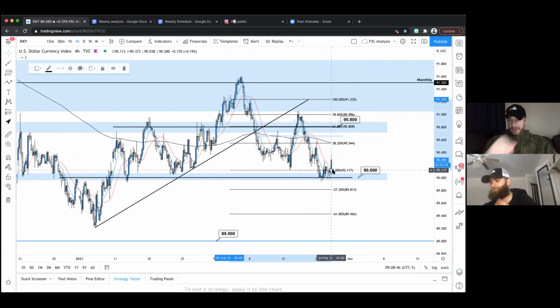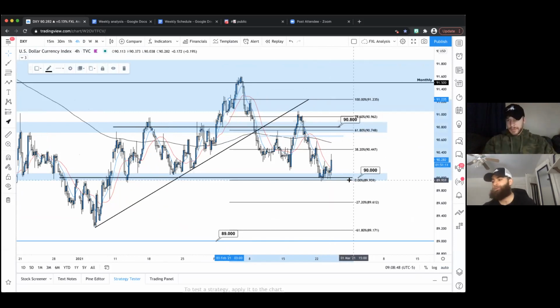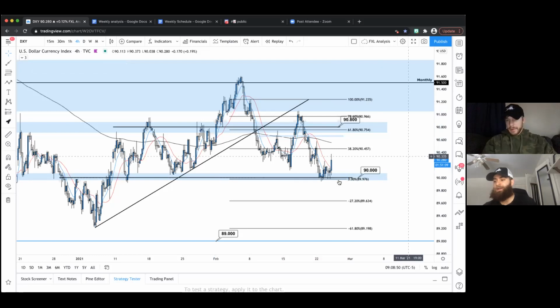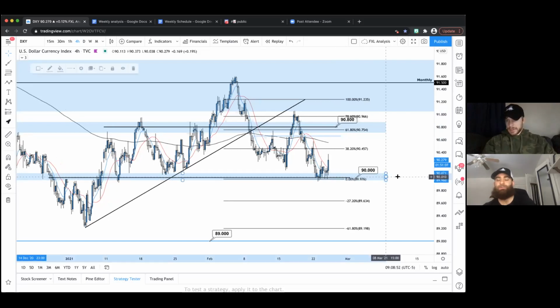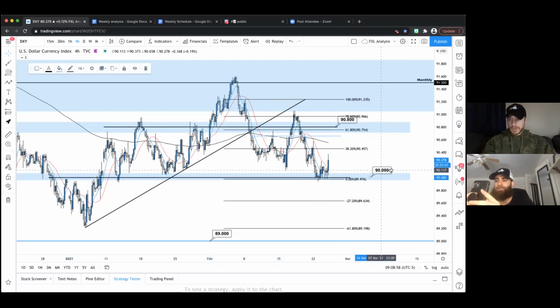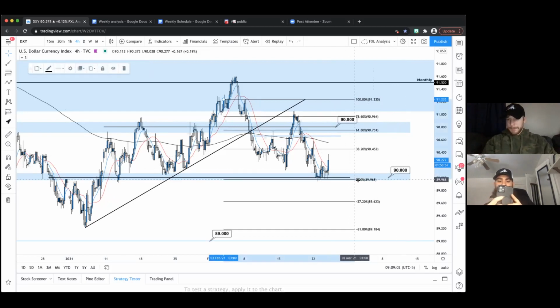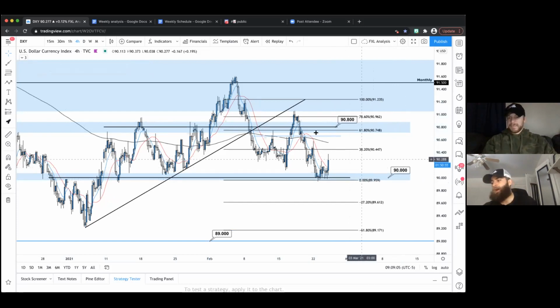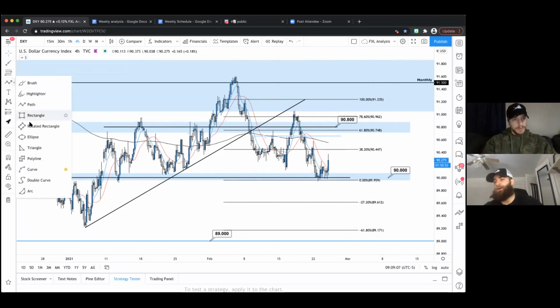Pretty interesting. This would probably be more of a test, so I want to see this continue, right? We want to see DXY continue lower, or it's going to continue to bounce within this range. Let's see. All right, so these are the scenarios we're looking for.